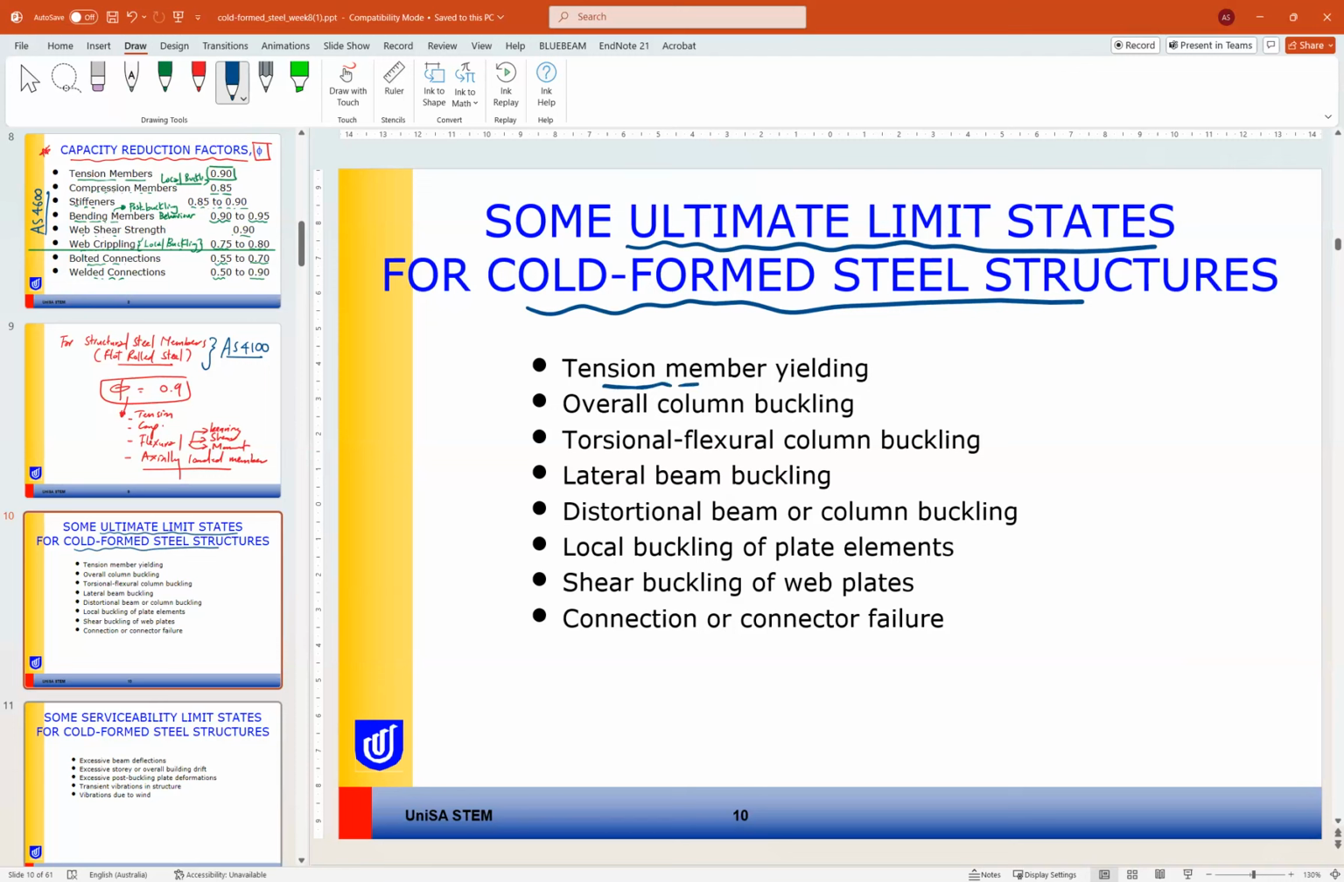So we have tension member yielding, so yielding in tension, overall column buckling, torsional and flexural column buckling, lateral beam buckling, distortional beam or column buckling, local buckling of elements, shear buckling of webs, connection or connector failure. Based on the type of member you are designing, you need to consider the applicable ultimate limit state, and there are a few more than for structural steel because of the thin walled nature of the cold formed steel.